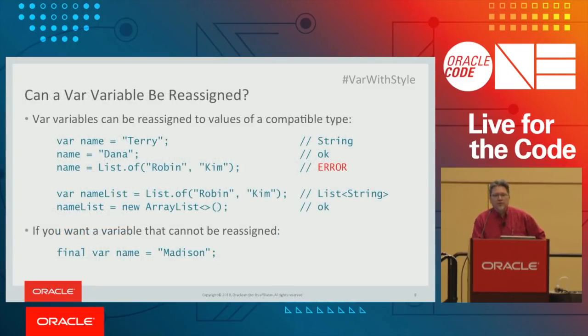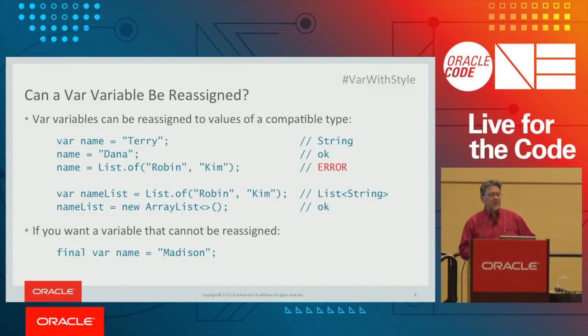All right, if you've declared a variable using var, can it be reassigned? Answer, yes, but it has to conform to the usual static typing rules of Java. So we've said var name equals "Terry". That's a String. Now, later on, we assign name to "Dana". That's okay. "Dana" is a String. "Terry" is a String. So the name variable has type String, so that assignment works.